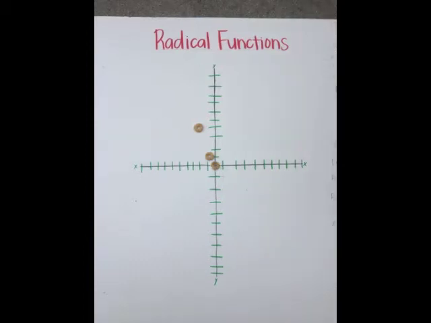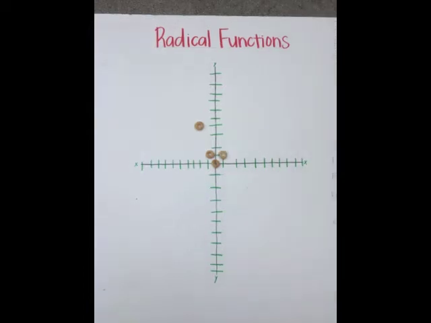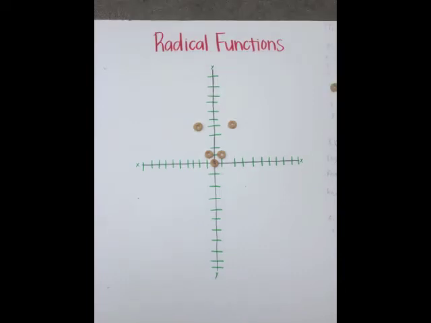The end behavior is as x approaches positive infinity, g of x approaches positive infinity, and as x approaches 0, g of x approaches 0. There are no asymptotes in this graph.